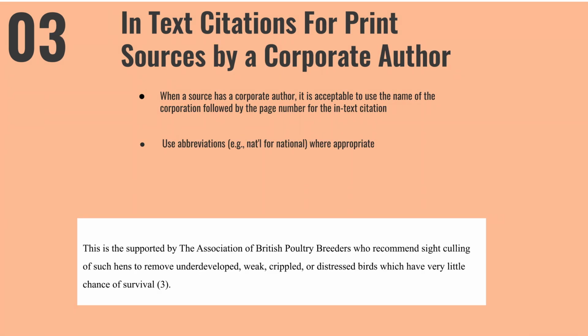The third form of in-text citations is for print sources by a corporate author, and this is where you just use the acceptable name of the corporation and then follow it with the page number for the in-text citation. You also use abbreviations where it is appropriate, and the example is given there as well.